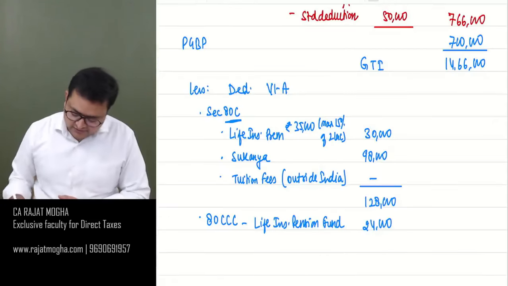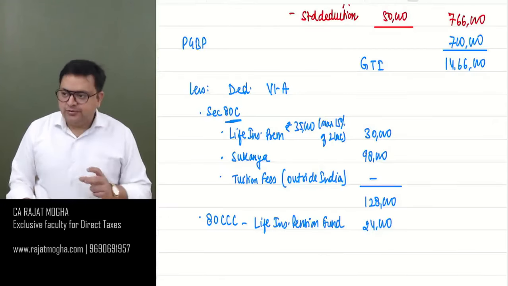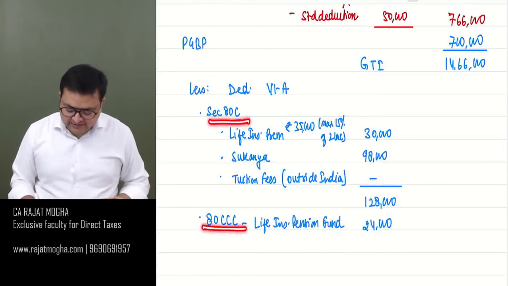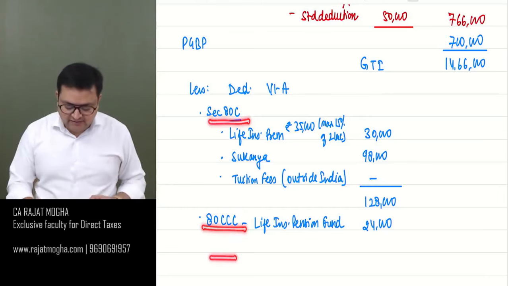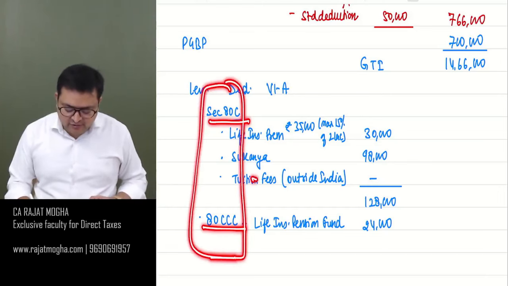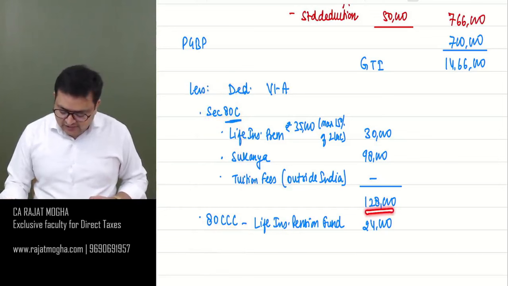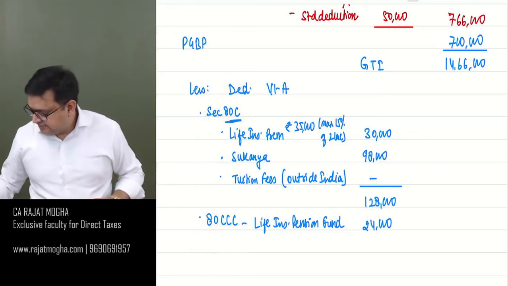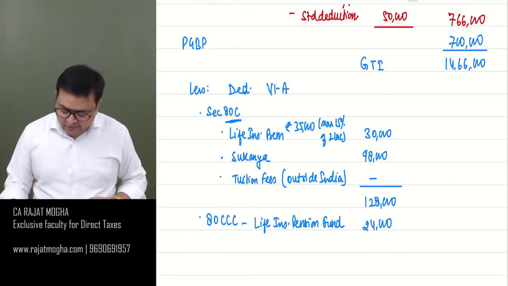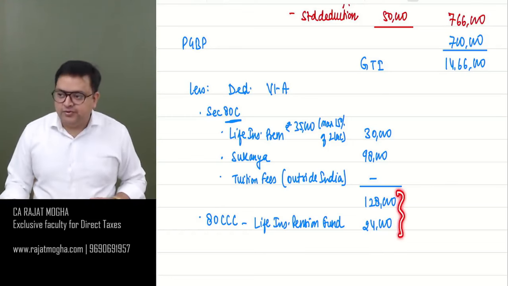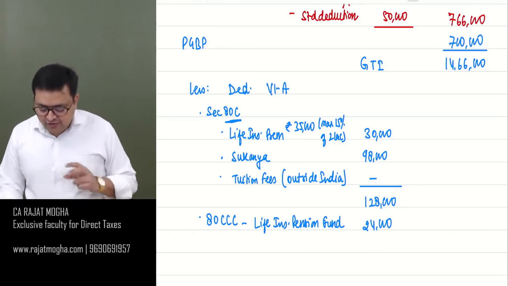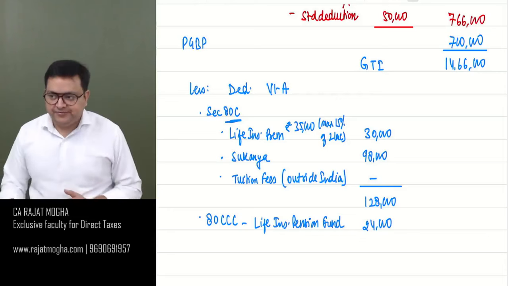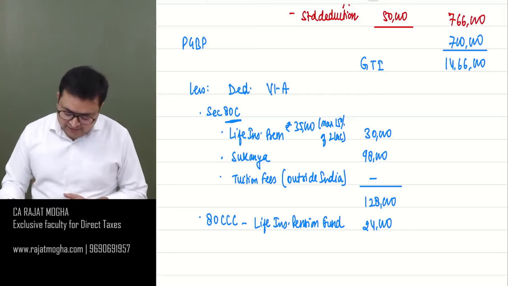Correct, 24,000. And we know 80C, 80CCC, 80CCD1. Although I have not yet done 80CCD1, we know the maximum amount cannot go beyond 150. So if we look at the total, it is going to 152. Everybody okay with this? It is going 152. So we will not go beyond 150.